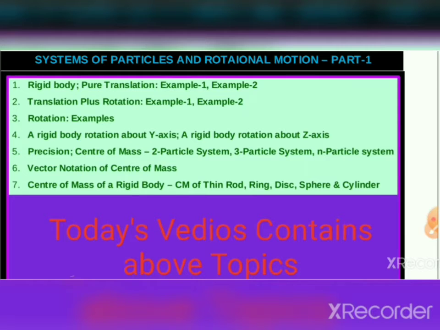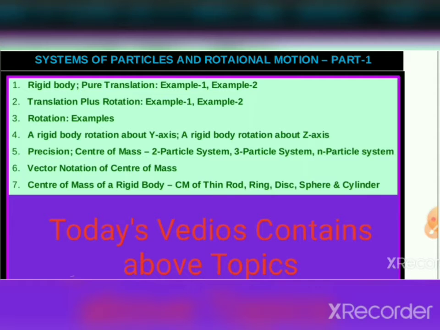We will talk about the rigid body, its translation, pure translation or otherwise with examples, rotational plus translation motion with examples, only rotational motions, a rigid body about the xy axis and on the z axis, how it performs precession. Moreover, the center of mass of two particles, three particles and n particles, where it is, and why the object has a different center of mass according to its shape and size.